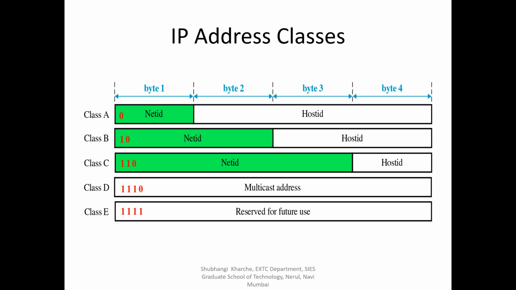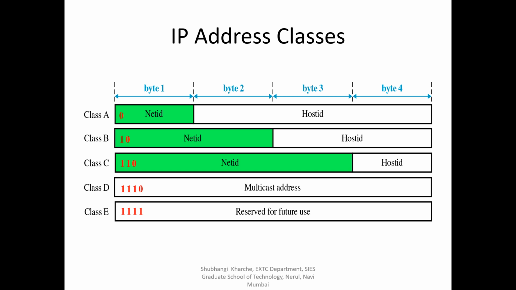Now with this configuration, 2 raised to 8 networks are possible in class A and 2 raised to 24 hosts per network are possible in class A IP addressing. In class B, the network ID part has 16 bits and the host ID part has another 16 bits. So with this configuration, in class B, 2 raised to 16 networks are possible and 2 raised to 16 hosts per network are possible.